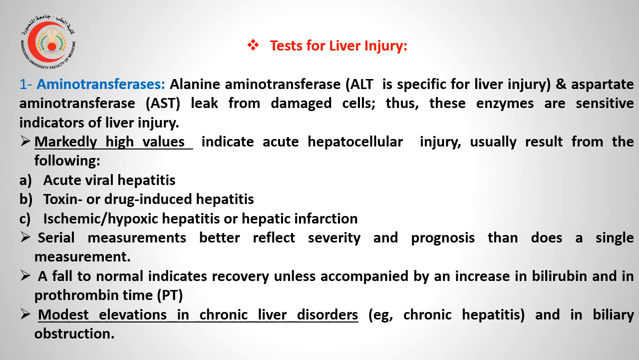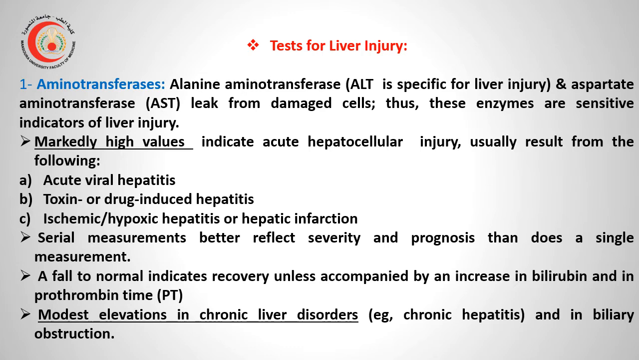As regards the level of elevation, if it is markedly high, this indicates acute hepatocellular injury. This usually occurs in acute viral hepatitis, in toxin or drug-induced hepatitis, and in ischemia or hypoxemia. Serial measurement better reflects the severity and the prognosis than a single measurement. A fall to normal indicates recovery unless accompanied by an increase in the bilirubin and in the prothrombin time. For example, this is what occurs in the course of hepatitis A.